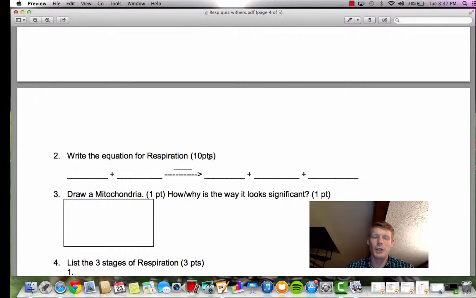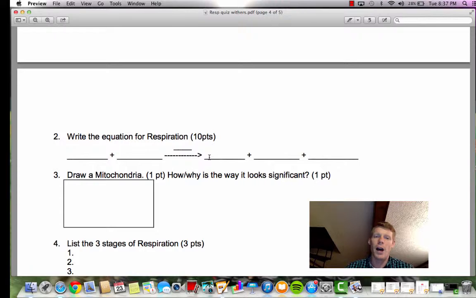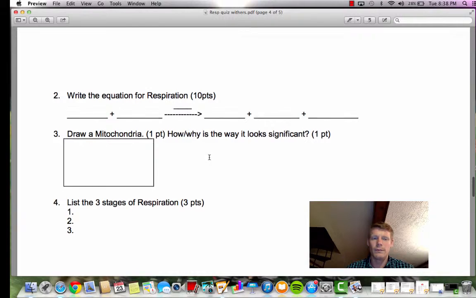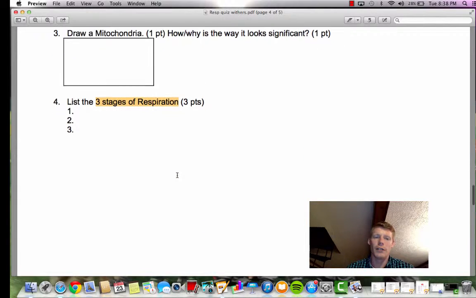And then question 3. Draw the mitochondria. How and why is the way it looks significant? And question 4. List the 3 stages of respiration. If you need to have the 3 stages of respiration.